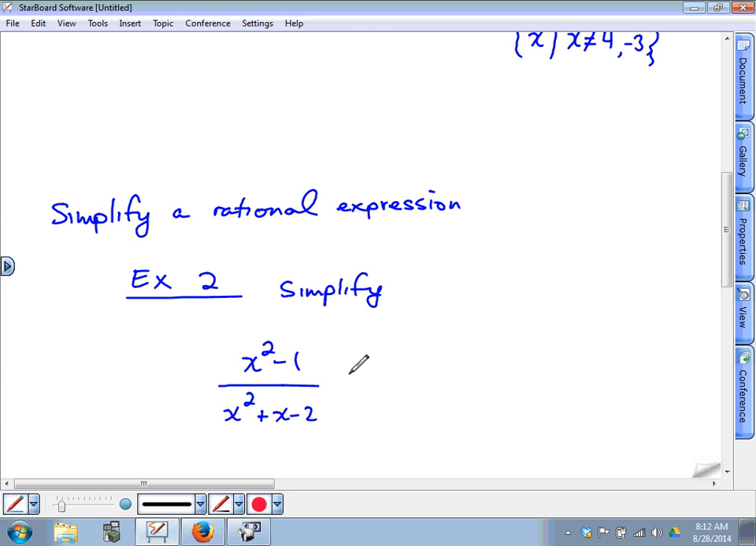What do we have to do here? Okay, then. X minus 1, x plus 1. And then the denominator, x minus 1, x plus 2. Well, I'll agree with that.